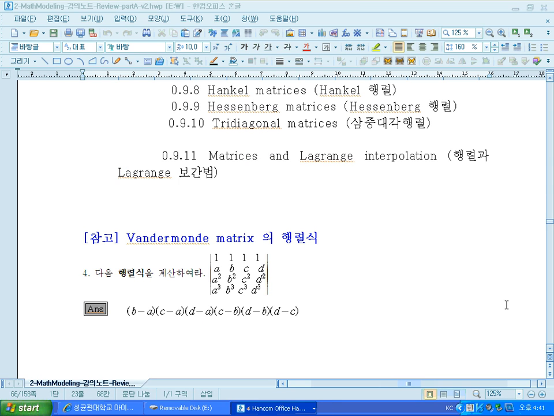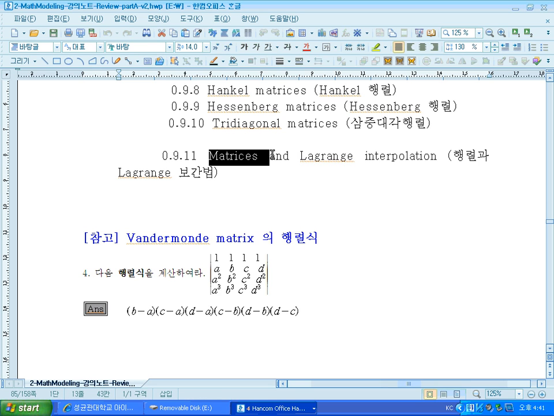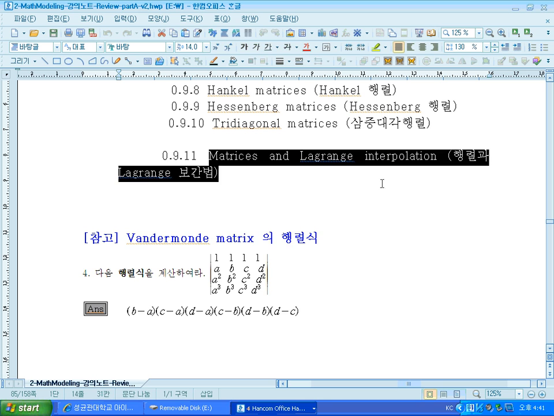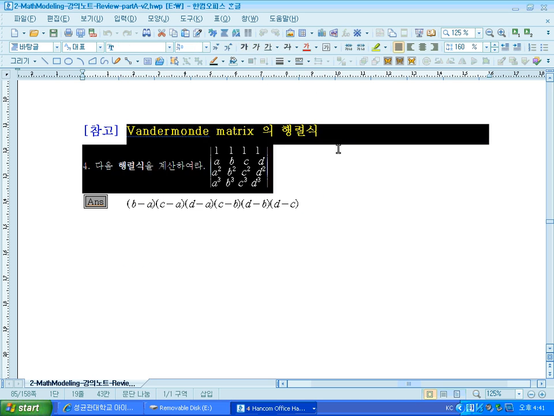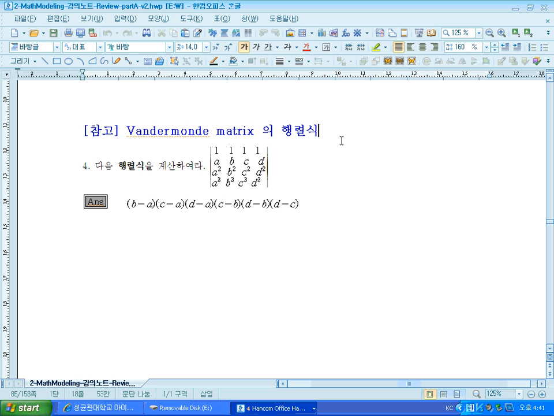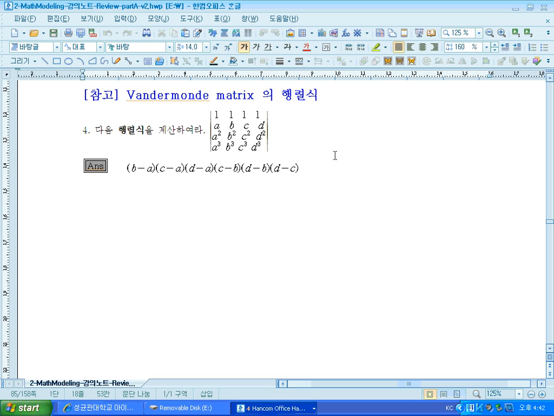Okay, today we're going to start with the special matrices and the Lagrange interpolation. First we start with the determinant of the Vandermonde matrix. The 4x4 Vandermonde matrix looks like this, and the determinant of this Vandermonde matrix is like this.